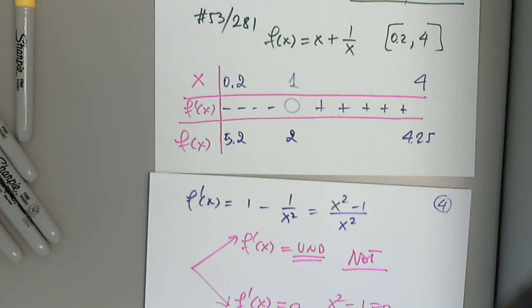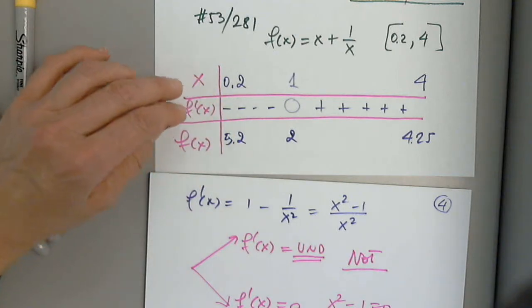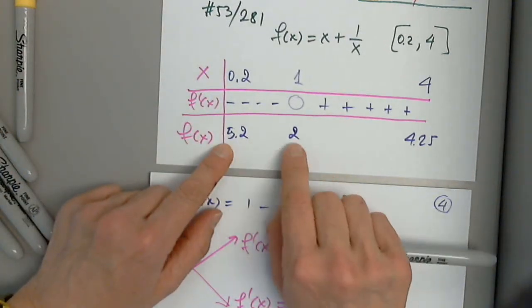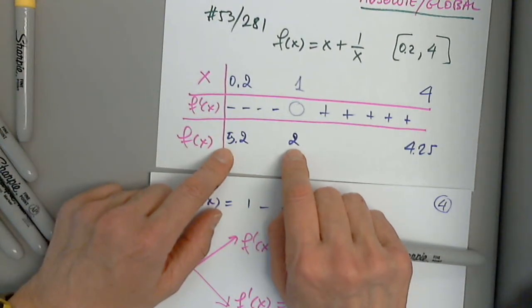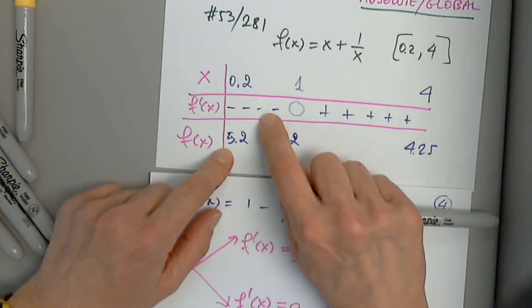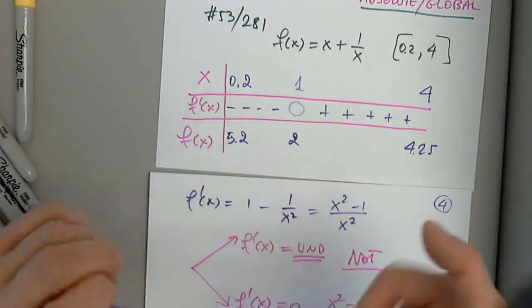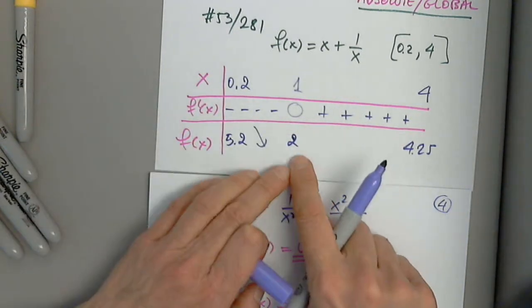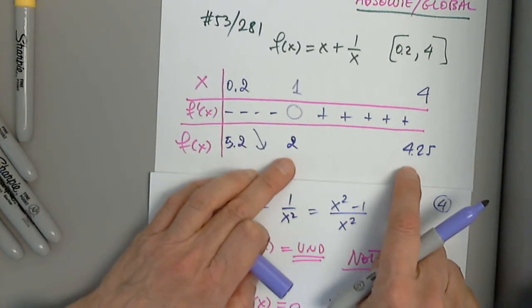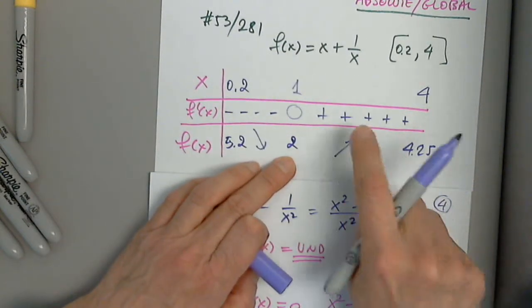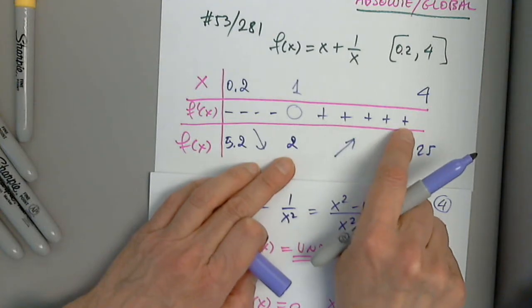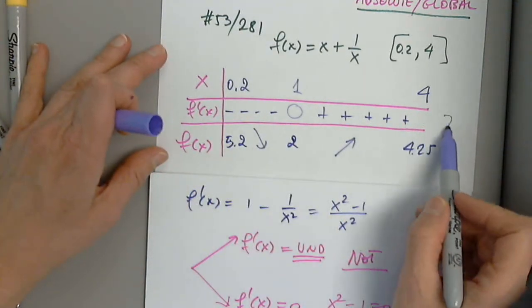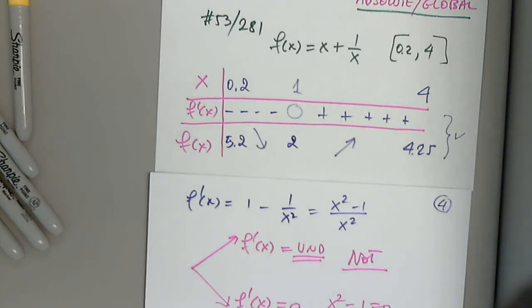Okay, so now let's see if the two rows work well together. From 5.2 to 2, what does the function do? Is that supported by the sign of the first derivative? Correct. From 2 to 4.25, what does the function do? Is that supported by the sign of the first derivative? So now I can conclude that these two work well together. Obviously, I'm expecting that there is no error anywhere.